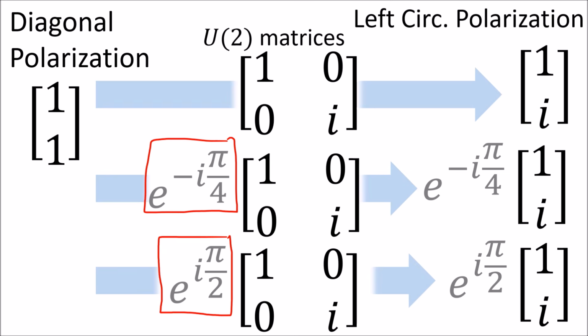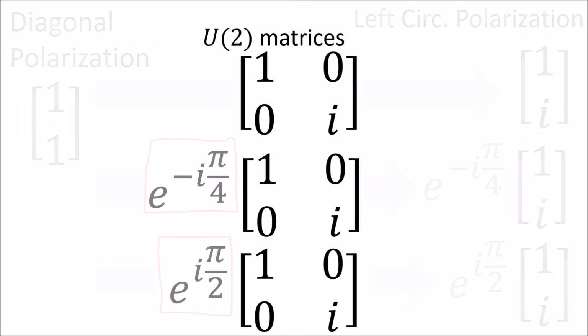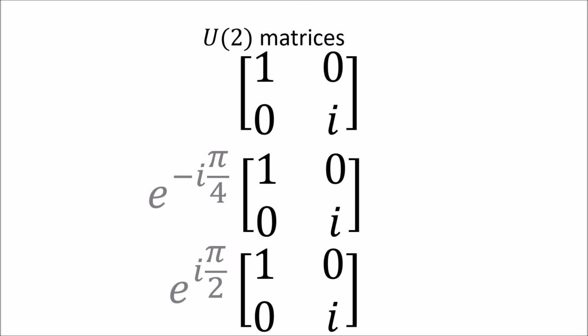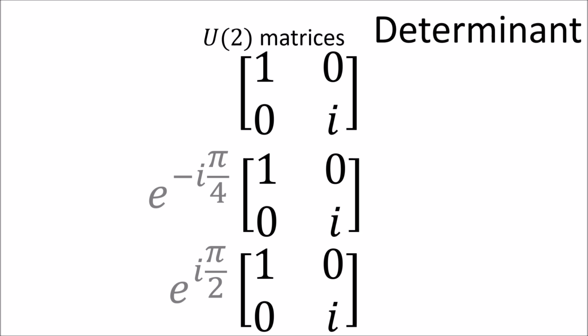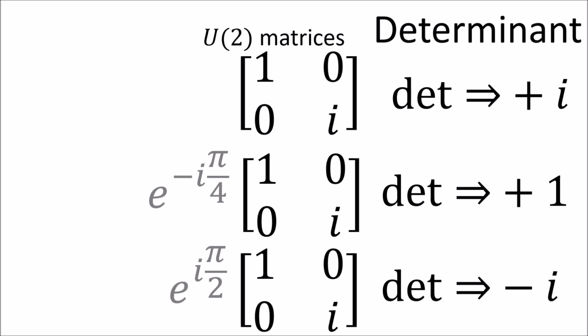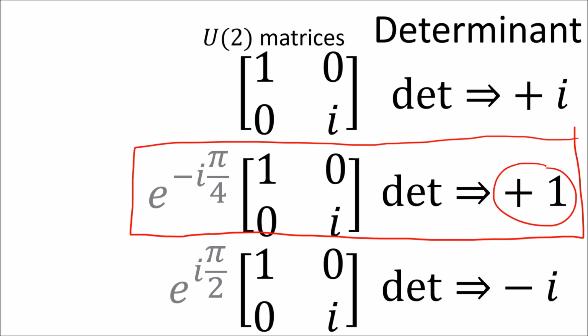So the group of U2 matrices has some redundancy, given by this phase factor out in front. However, it's possible to pick out a unique U2 matrix that takes us between a specific initial and a specific final polarization. All we need to do is to find the specific U2 matrix that has a determinant of +1.